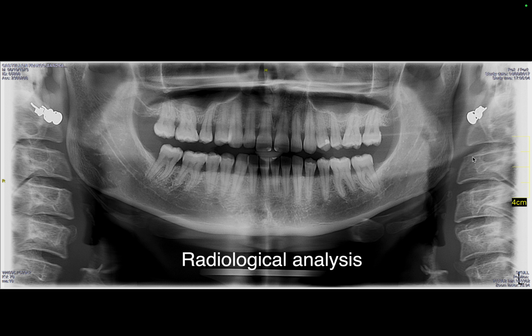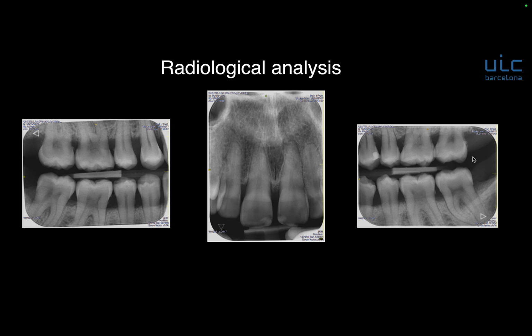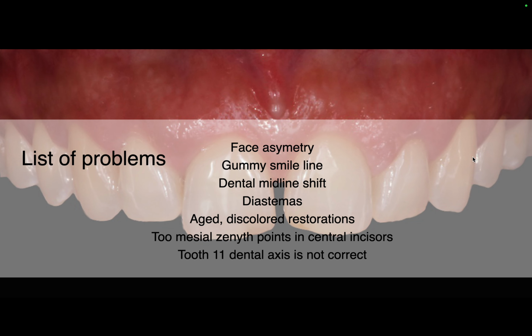So we do a panorama to check everything. We do periapical to see the position of the bone, and pituitary to check if you have any caries.